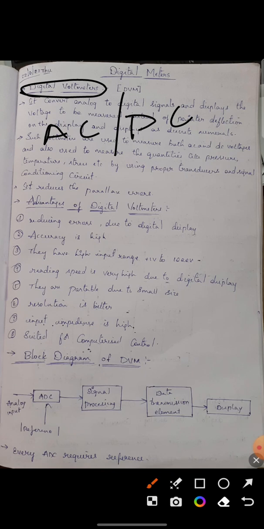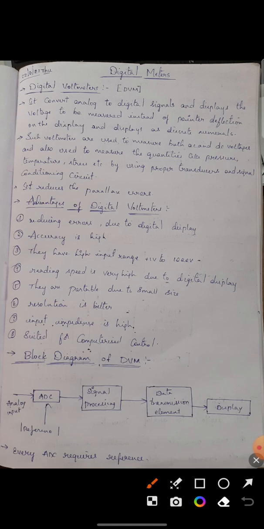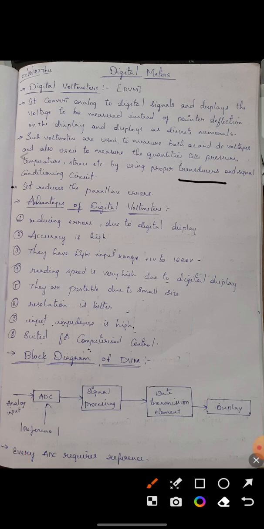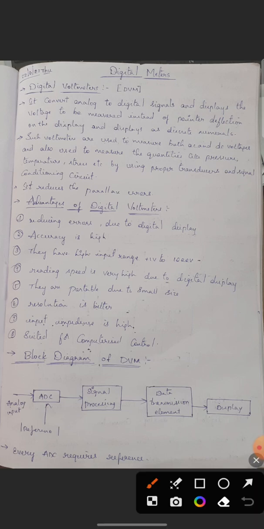Both AC and DC can be measured by using this, and also we can measure pressure, stress, temperature and so on. These types of quantities can also be measured by using digital voltmeters, but we have to use proper transducers and signal conditioning circuits. Proper transducers and signal conditioning circuits are used to measure stress, temperature and pressure, and it also reduces parallax errors.